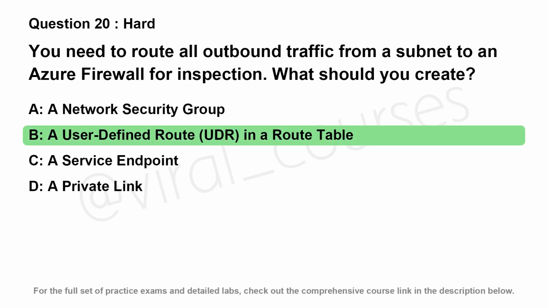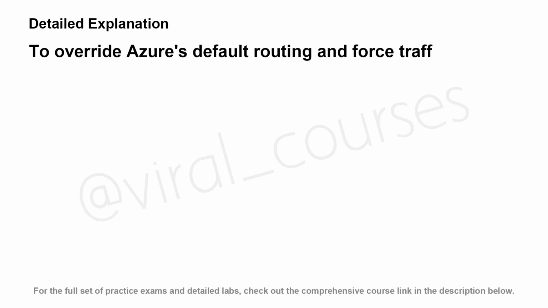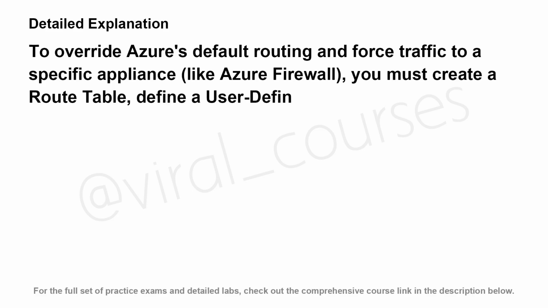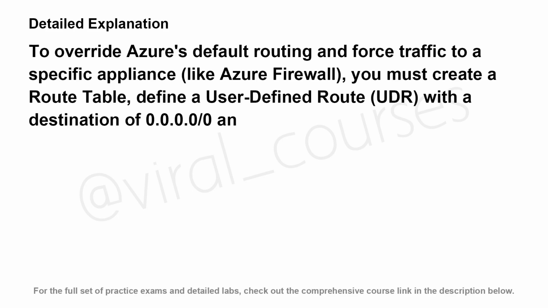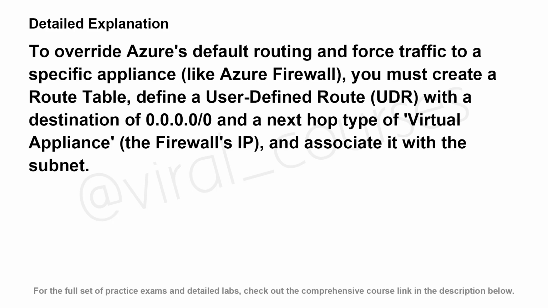The correct answer is B. To override Azure's default routing and force traffic to a specific appliance, like Azure Firewall, you must create a route table. Define a user-defined route, UDR, with a destination of 0.0.0.0/0 and a next hop type of virtual appliance, the firewall's IP, and associate it with the subnet.